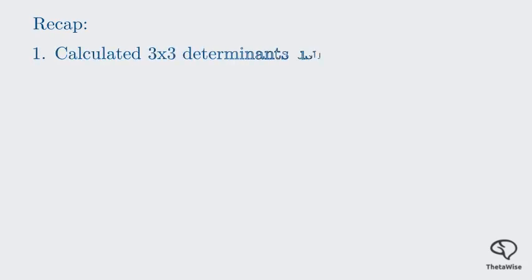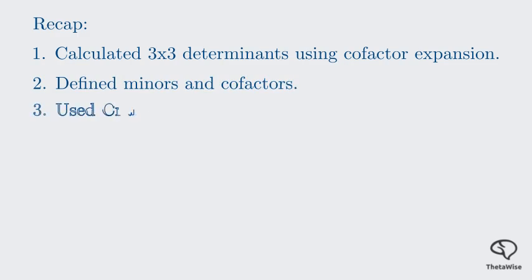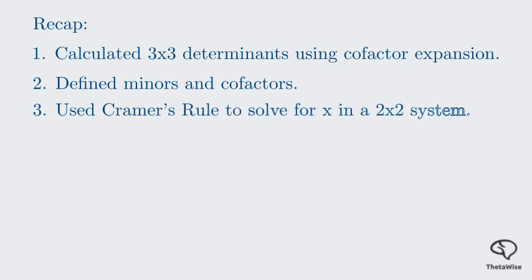Let's quickly review what we've accomplished in this tutorial. First, we learned how to calculate the determinant of a 3 by 3 matrix using cofactor expansion, while being careful with the alternating signs. We also learned what a minor and a cofactor are, and their relationship. The minor is the determinant of a smaller matrix, and the cofactor adds a positive or negative sign based on its position. Finally, we applied Cramer's rule to solve a system of 2 linear equations, which involves setting up and calculating several 2 by 2 determinants.